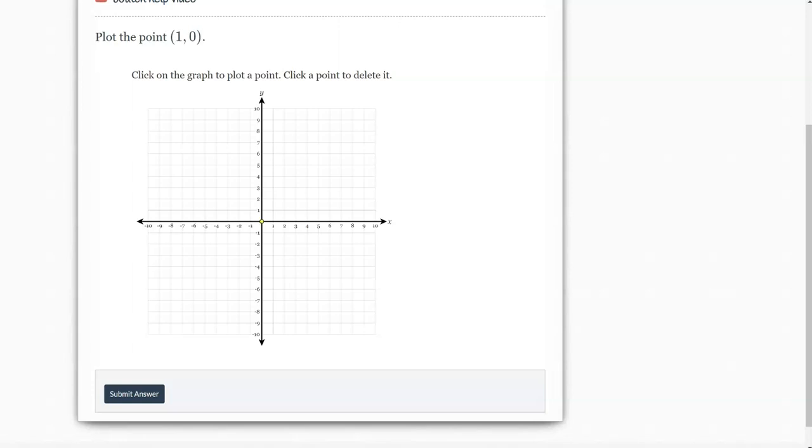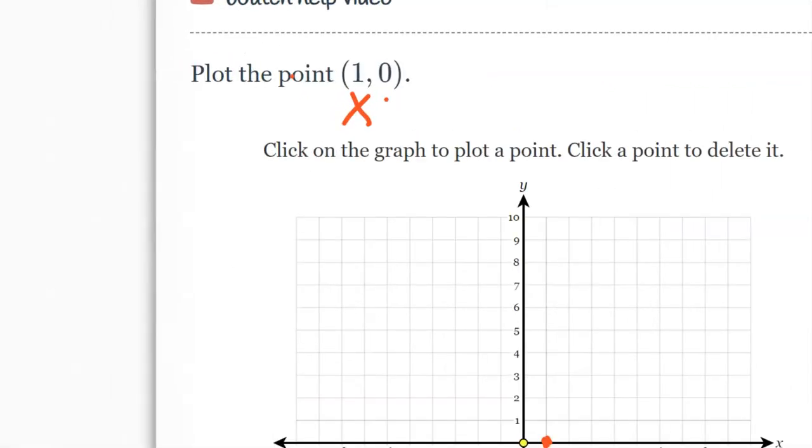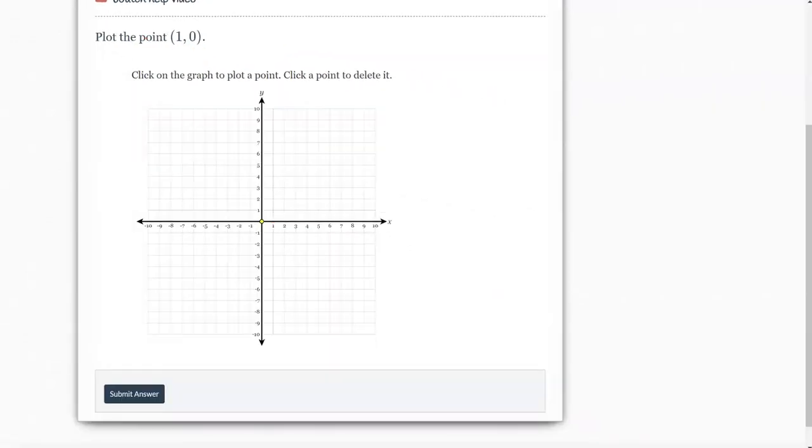So you always start at the origin. The origin is right here in the middle. And while you're there, you're going to move according to the x-axis first. So from the origin, I'm going to move 1 unit along the x-axis, and then I'm going to move according to the y-axis, which is 0. So 1 movement along the x-axis, but 0 movement along the y-axis. So I'm going to stay right here.